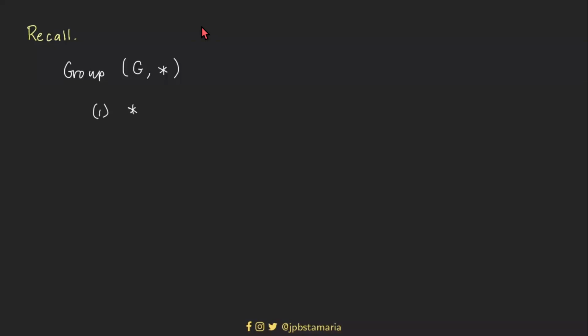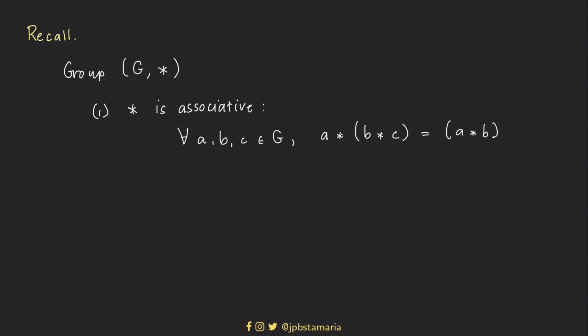The first property is that the operation is associative, and by associative we mean what? We mean that for every triple of elements A, B, C in G, what do we have for the associative property? A times the product of B times C must equal the product A times B multiplied with the element C. That's the associative property.